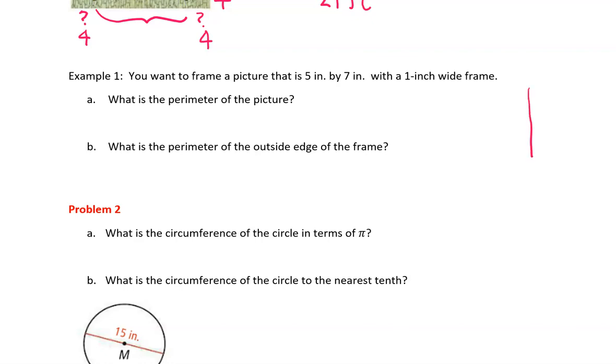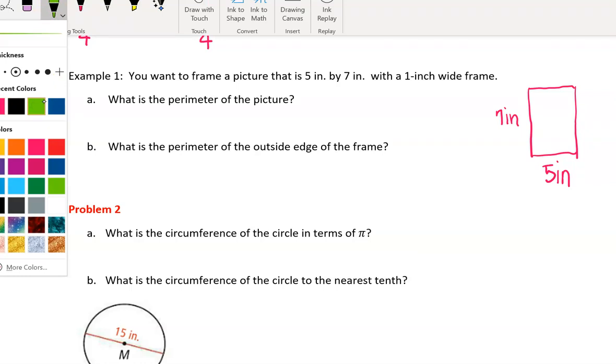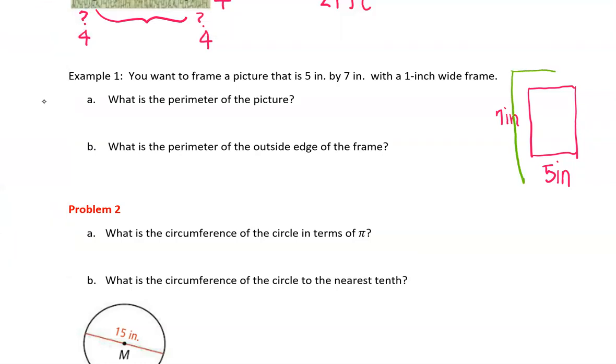Okay, so we have a picture that is 7 inches by 5 inches. And then your frame goes around that. I'm going to actually do that in a different color. Okay, so your frame goes around that, and it said it was 1 inch. So we have 1 inch here. We also have 1 inch there because it's the same going all the way around.